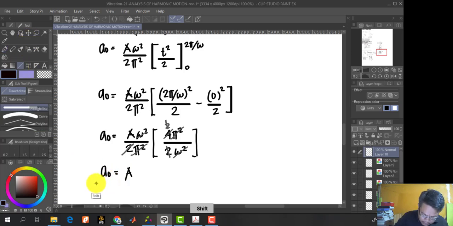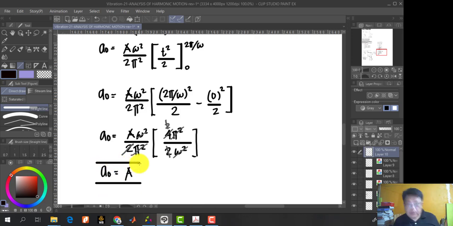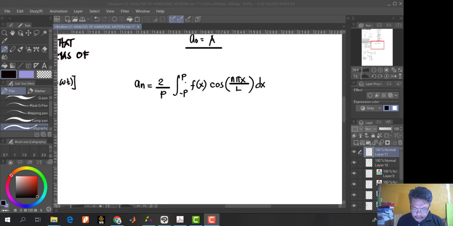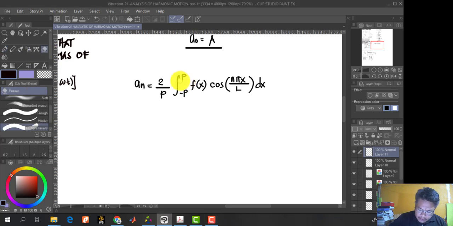So I'm trying to underline this one. Okay. So we have your a sub 0. So that is the value of your amplitude, no? Okay. The next, we need to find the value of your a sub n. So we have here yung equation natin for your a sub n. Okay, so again, we have to substitute. So let me write here a sub n.